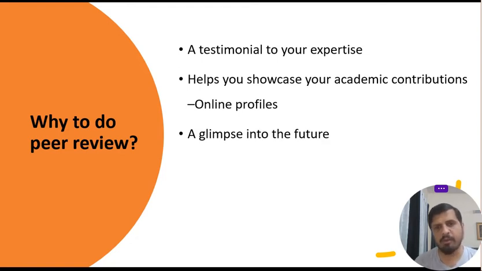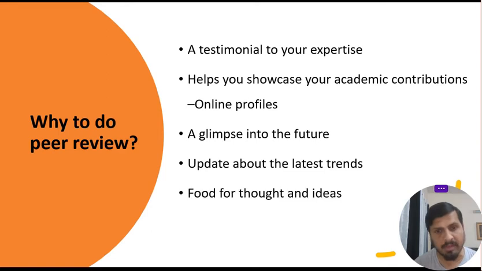Apart from that, please remember, whenever you read articles, those articles have already been peer reviewed, and that is work that was done in the past. Whenever you are asked to do peer review for a particular journal regarding a particular research, please remember that research is not yet published. It will be published in future. So it gives you a glimpse into the future of what is going to happen. You get updated about the latest trends that are happening or being planned for the next couple of months to years.